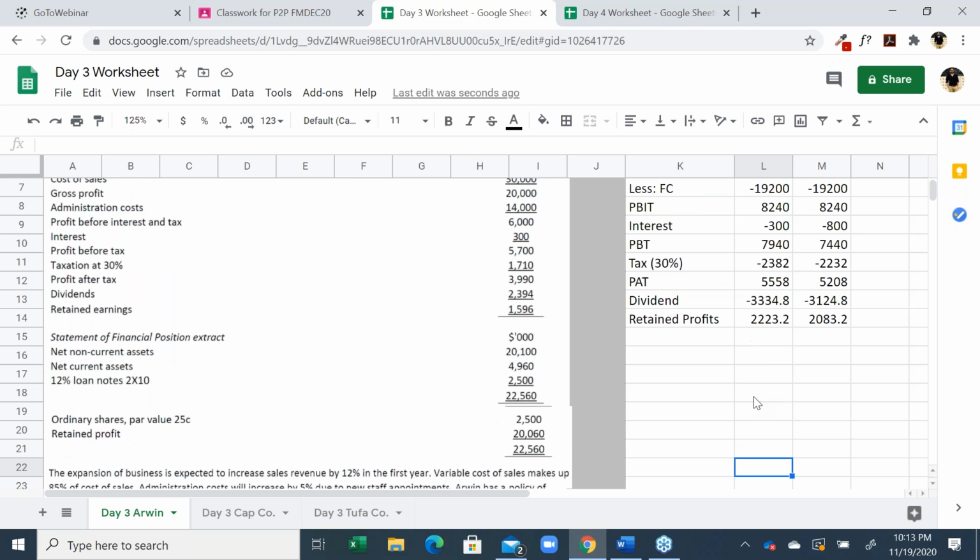So do we have opening retained earnings? Yes, we have last year's retained profit of 20060, right? So if we pick up this opening retained earnings figure of 20060 in both cases, the retained earnings ending balance will be this plus this. That's it.